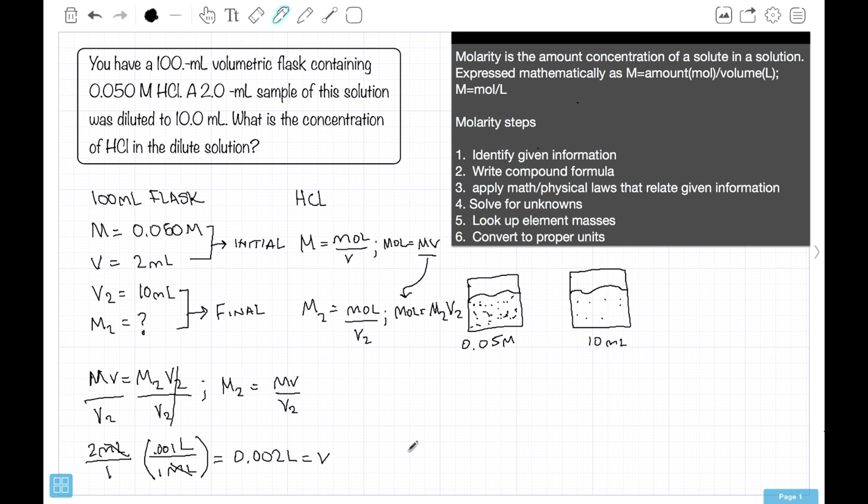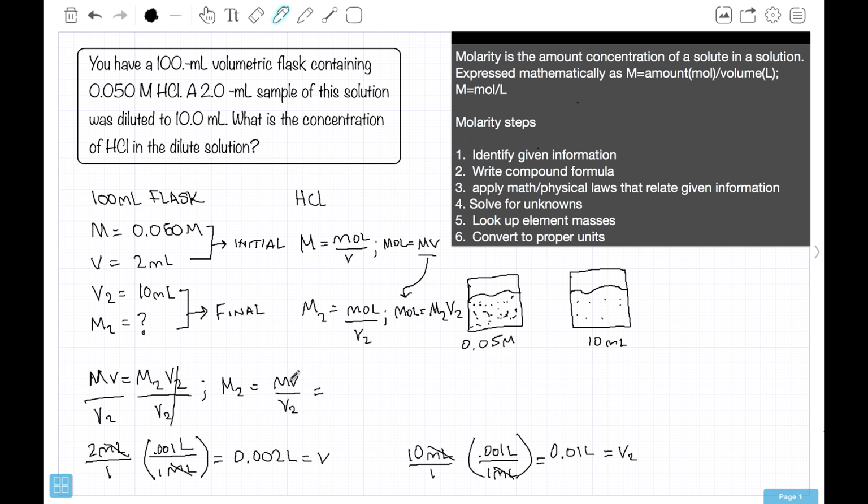Doing the same conversion for V2, you have 10 milliliters over 1, and 1 milliliter is equal to 0.001 liters. Milliliters cancel, and after the multiplication you find that you have 0.01 liters. That equals V2. So now you have all your variables and you can plug and chug.